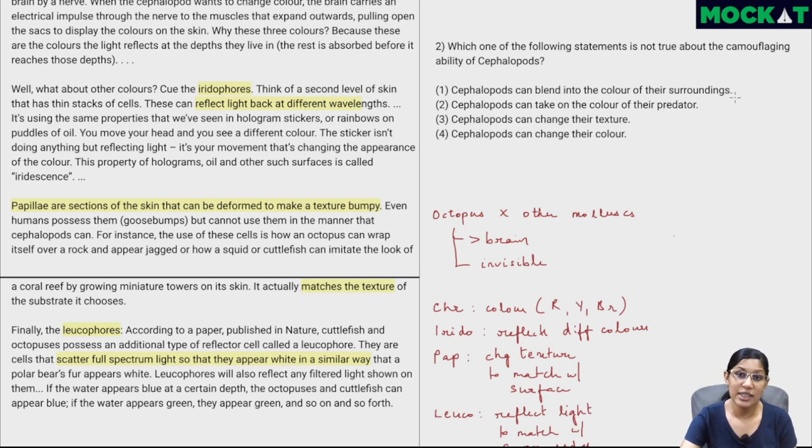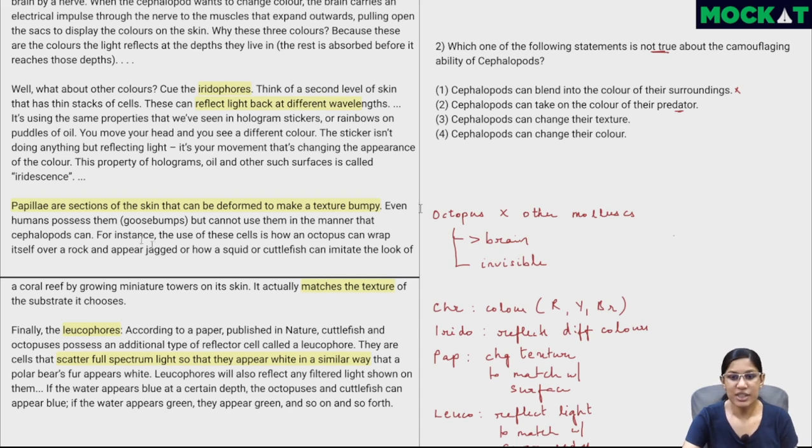Cephalopods can blend into the color of their surroundings. This is the last thing which we learned, leucophores. They essentially can reflect full light so that they look exactly the color of the water around them. So this is something which is true. Since we are finding something which is not true, this is not our answer. Cephalopods can take on the color of their predator. Now we'll validate this once with the passage, but there's nothing mentioned about taking on the color of their predator. They can take on the color or the texture of their surroundings, but not the color of the predator. So this is probably the right answer.